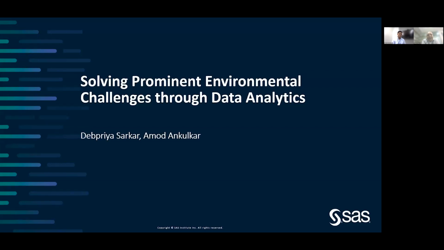And today we're going to talk about some of the environmental related challenges and how we can make use of analytics in order to address and solve some of those challenges. Specifically, we will discuss the challenges related to rainforests. Rainforest is a word that you will hear a lot throughout this presentation.